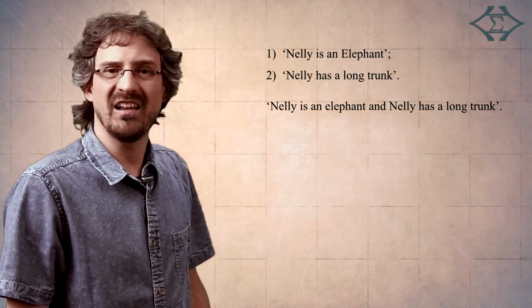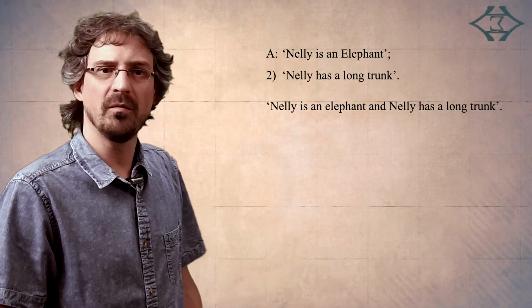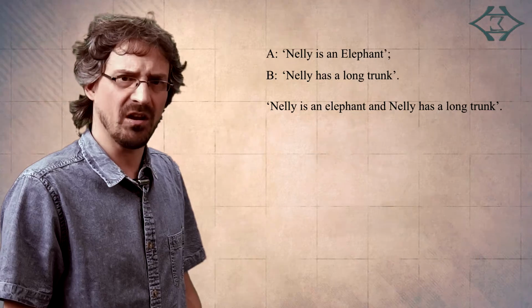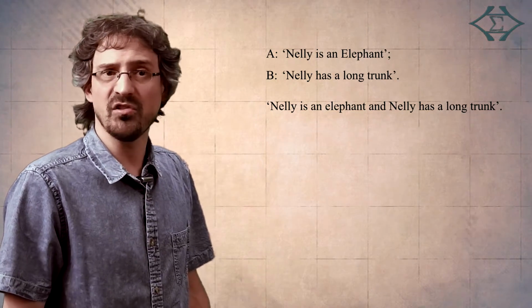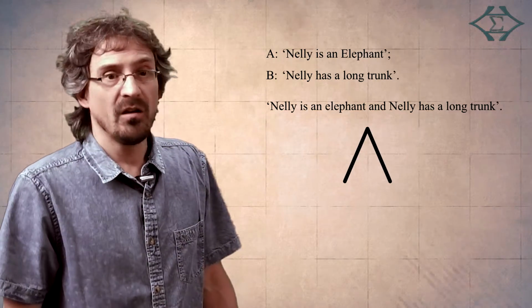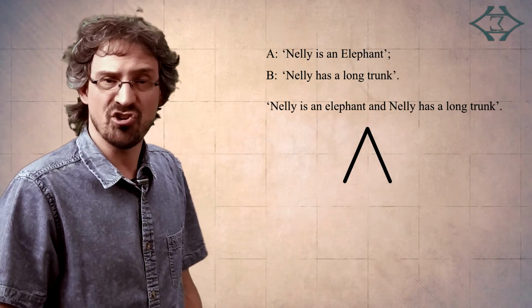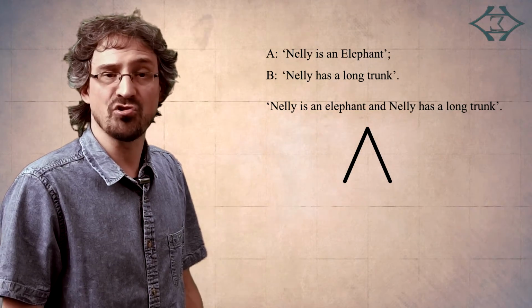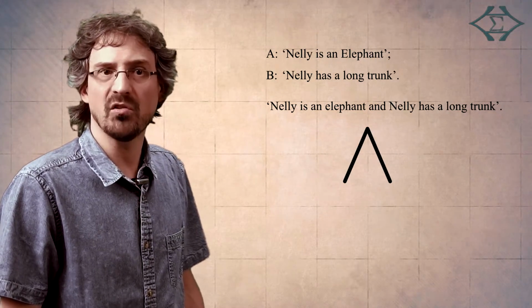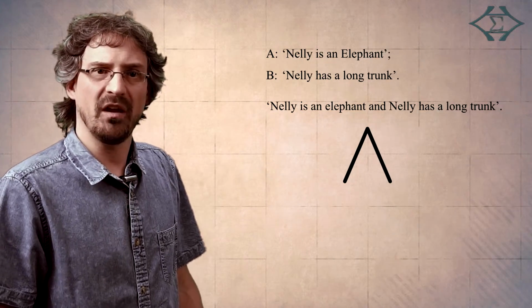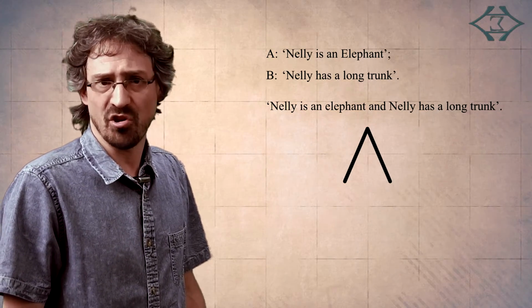Let us denote the letter A for proposition 1 and the letter B for proposition 2 for this particular example. We also use this symbol shown here to denote the act of applying a conjunction. This symbol is an example of a logical operator, or otherwise called a connective. Thus symbolically, we can write our example conjunction as.